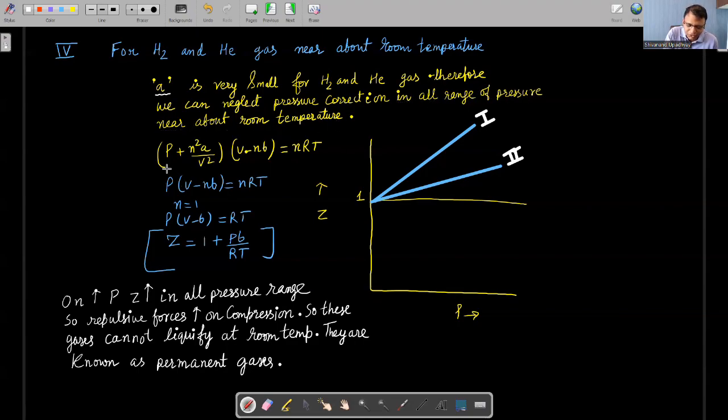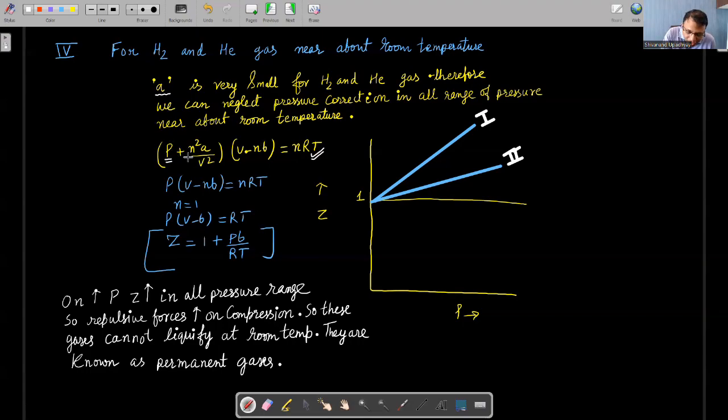So what I want to say is that in (P plus n square a upon V square)(V minus nb) equal to nRT, the value of pressure also depends on temperature. If you decrease the temperature, this pressure is going to decrease, because temperature is related to kinetic energy. If temperature is low, kinetic energy is low, linear momentum will be low. So momentum transfer to the wall will be low, pressure will be low. That's why at room temperature, enough temperature is there so that this pressure is high.